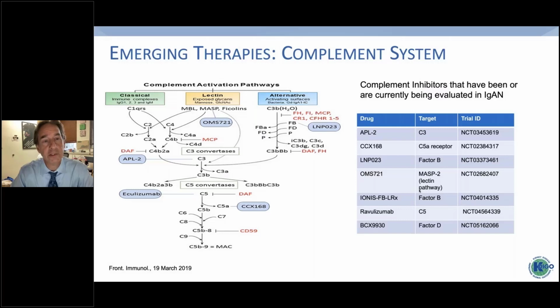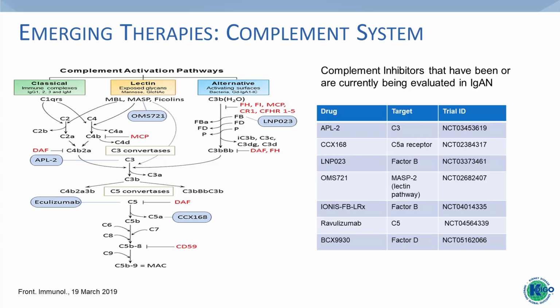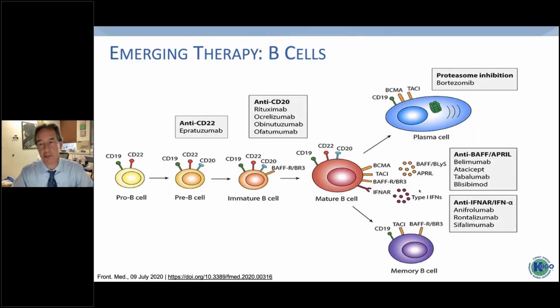So there are already phase 3 studies blocking the lectin pathway and alternate pathway underway. And as you can see on the right-hand side, multiple different targets are druggable, including C3, C5a receptor, factor B, the MAS pathway, C5, and factor D, and there are trials ongoing, both with oral agents, subcutaneous agents, and intravenous agents, to try to interrupt complement activation. And again, preliminary data gives us hope that this may be a positive set of studies.